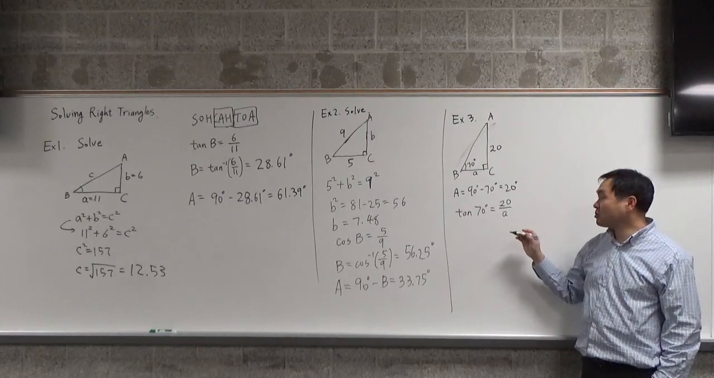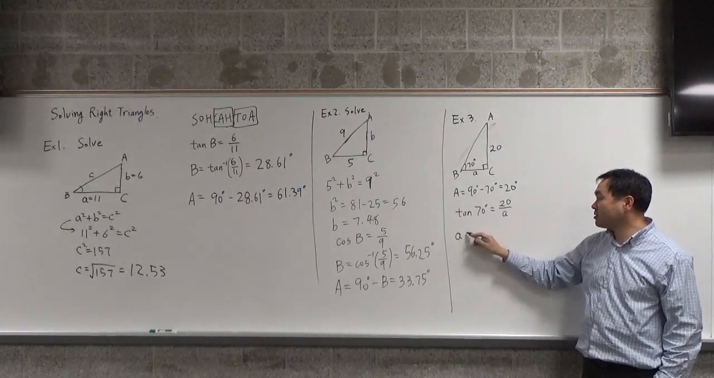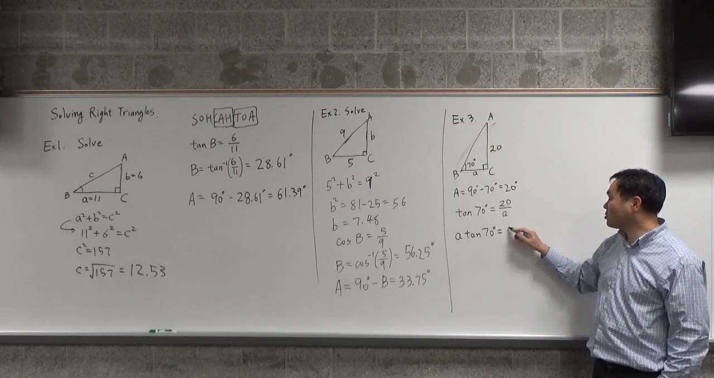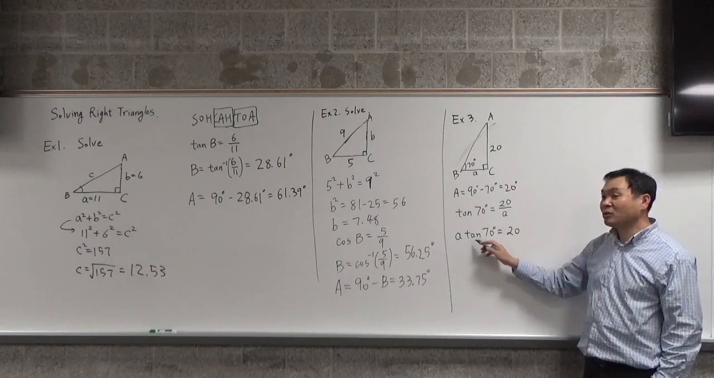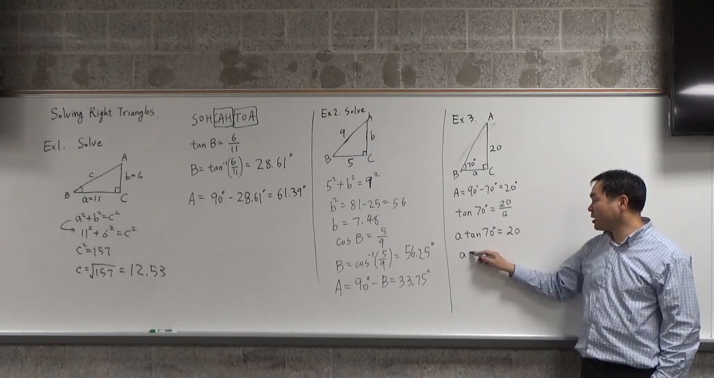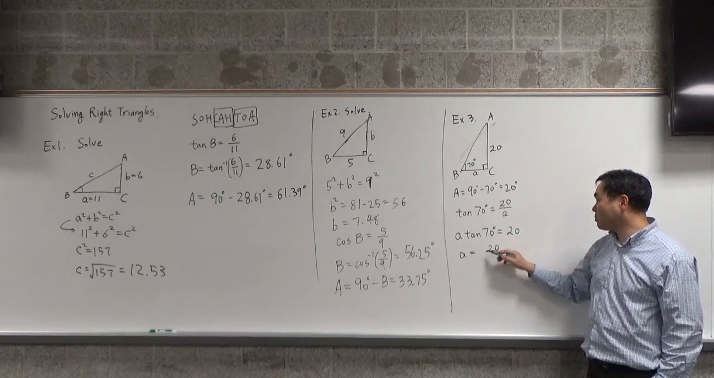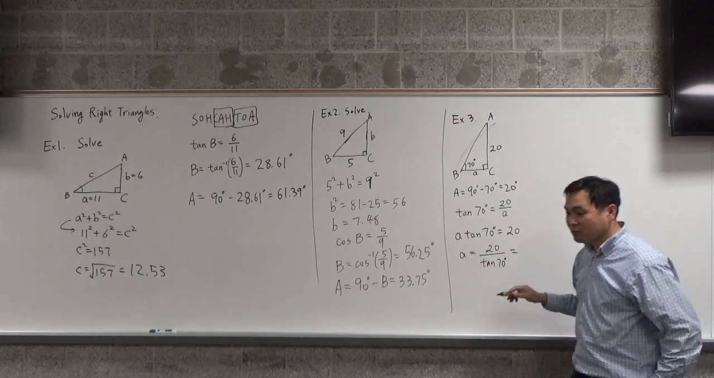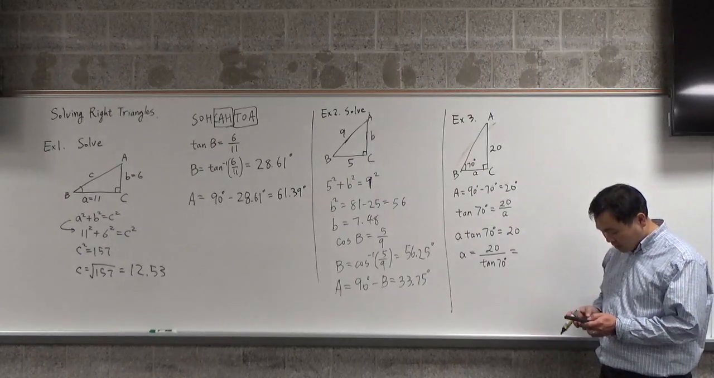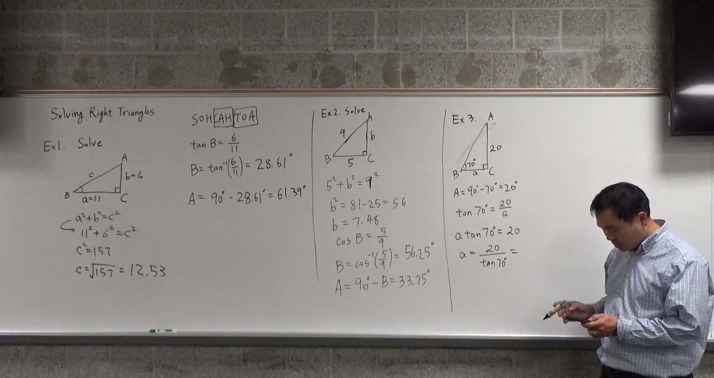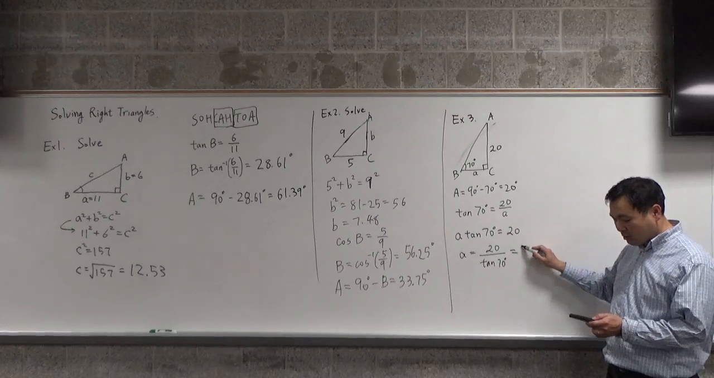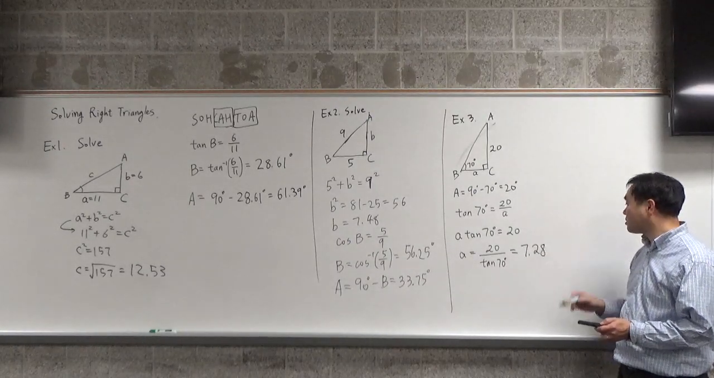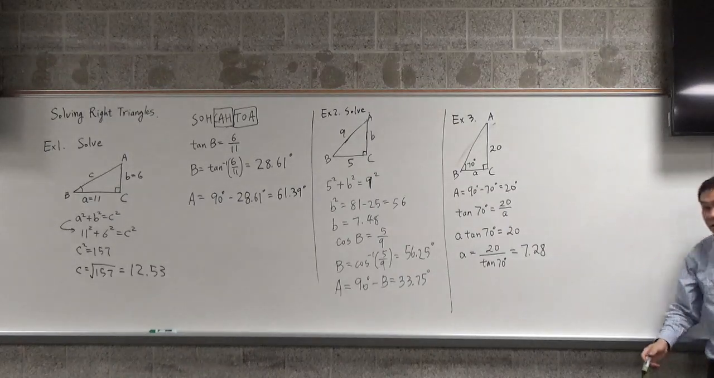We don't like fractions, so let's multiply A both sides. So you get A times tangent 70 equals 20. And then you can divide by tangent 70 to get 20 divided by tangent 70. What's that? Okay, good. So if I do that, I get 7.279, which is 7.28.